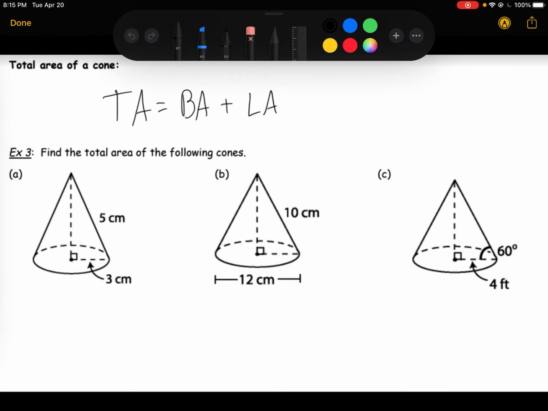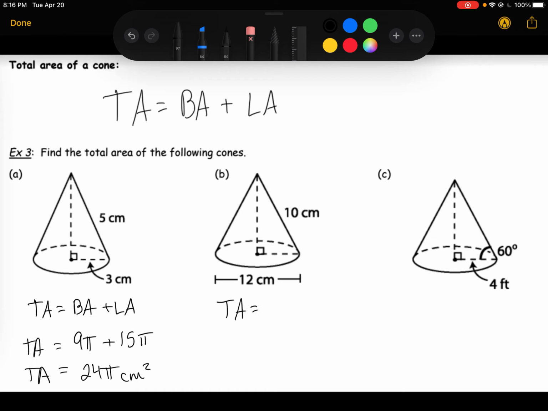For our second one, we had a base area of 36 and a lateral area of 60. And for our last one, we had 16 and 32. So what we want to do here is, one step at a time, put these together. So base area of the first one was 9 pi, lateral area was 15 pi, so our total area is equal to 24 pi centimeters squared.